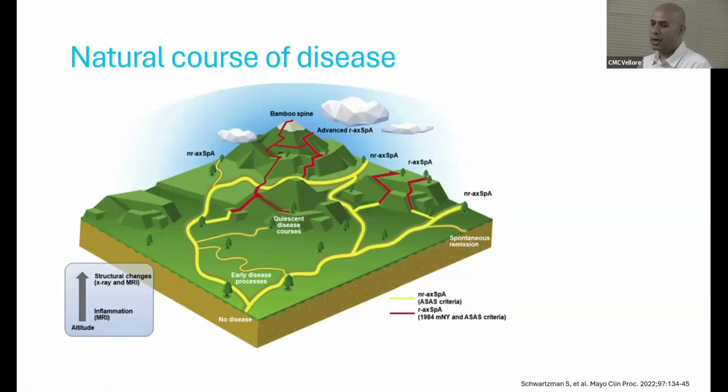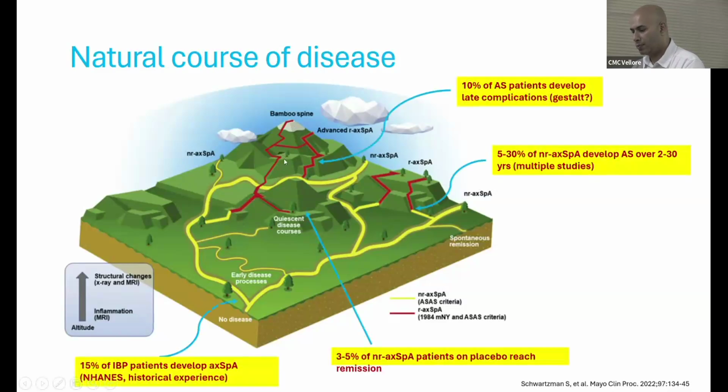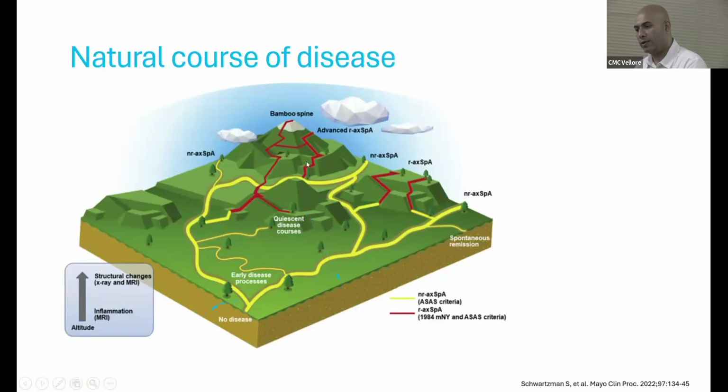And the red ones, as you climb up, as the altitude increases, your structural progression increases. And when you reach the summit, you have a bamboo spine. Very few patients reach there, even if not treated, although we know that it is a progressive disease. It does progress, but not to the level that everyone reaches the summit. So you do have patients who get here, start climbing, and the structural damage starts accruing. Over here, some patients remain with an advanced radiographic AxSpA. Very few go into the bamboo spine.